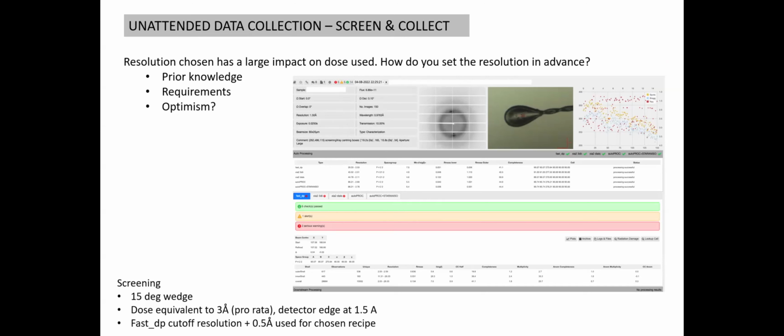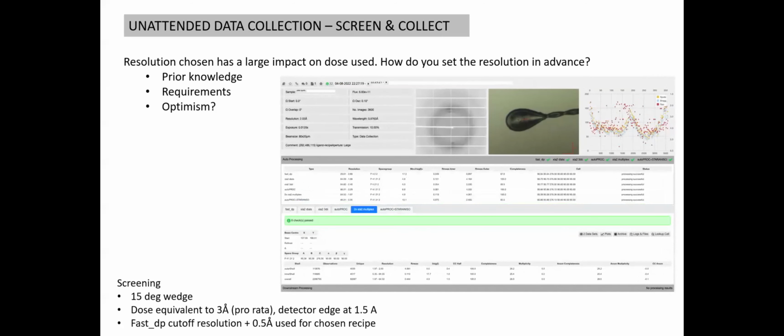Otherwise, you get the resolution either by prior knowledge, some requirements you might have, or if you're very optimistic. With screen and collect, we collect the 15-degree wedge, look at the fast DP output, and then set the detector accordingly, and then collect the full data set. And in the merging, we still use the 15-degree data, so data is not really lost.